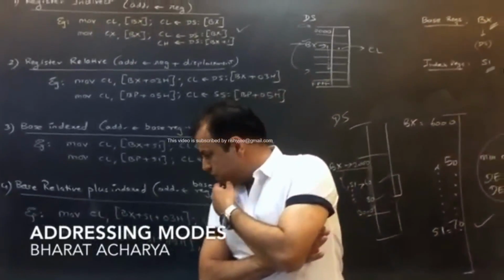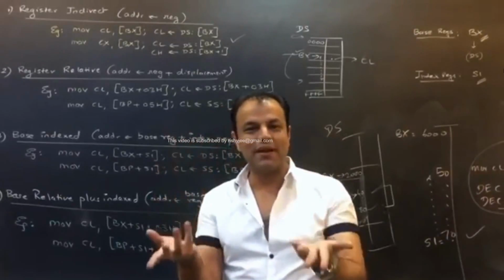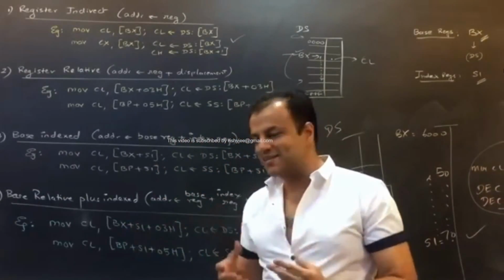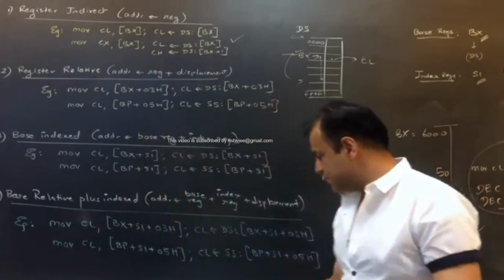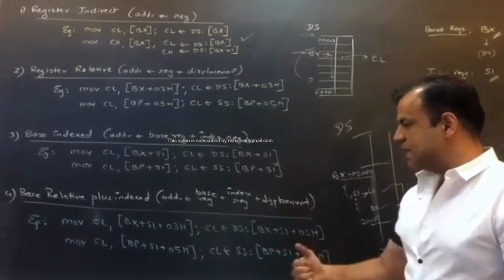People who don't know all this, they look at such a big instruction, they get scared. What is it going to be? It's so easy. Anything given within brackets is an address. BX plus SI plus 3, do the total, that acts as an address. CL gets the data from the address. So CL will get the data from data segment, offset address given by BX plus SI plus 3.